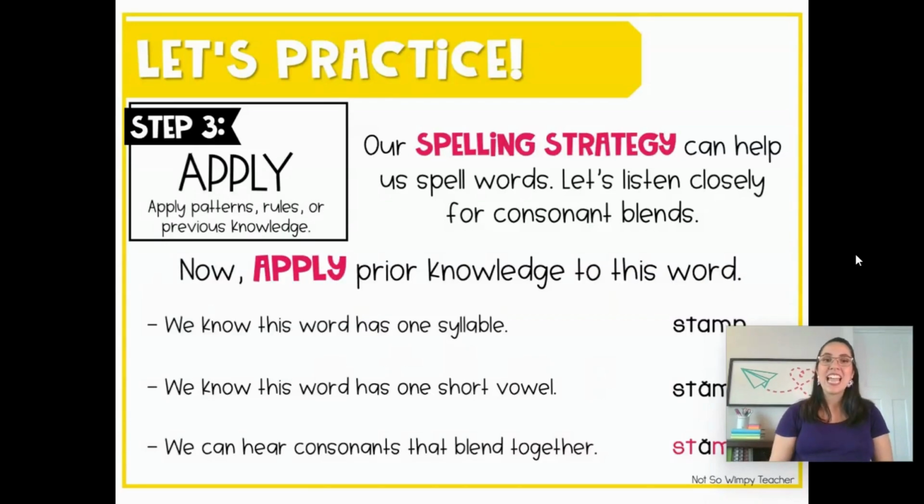Then step 3 of our spelling strategy is to apply what you already know. We know the word stamp has one syllable. We know the word stamp has one short vowel. At this point, we will have already worked with those short vowel sounds. And we know the word stamp has consonants that are blending together within the word.